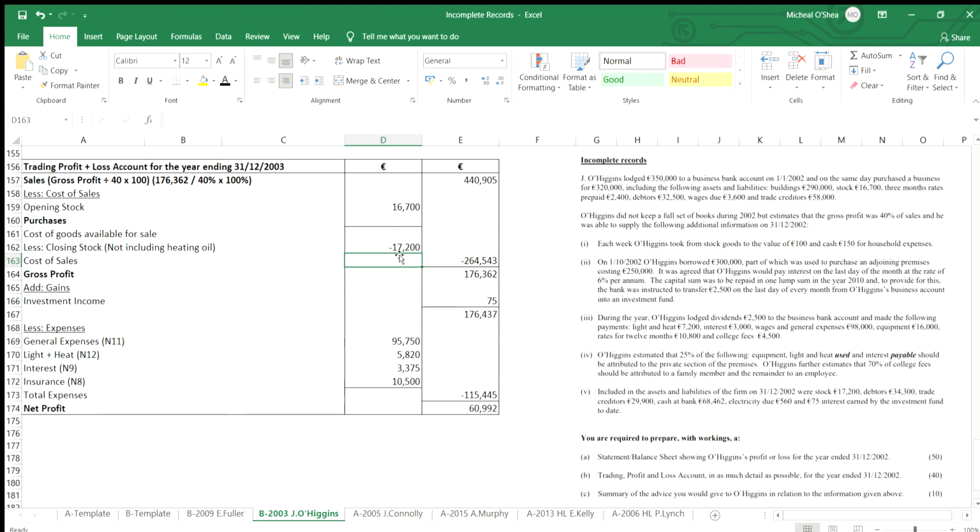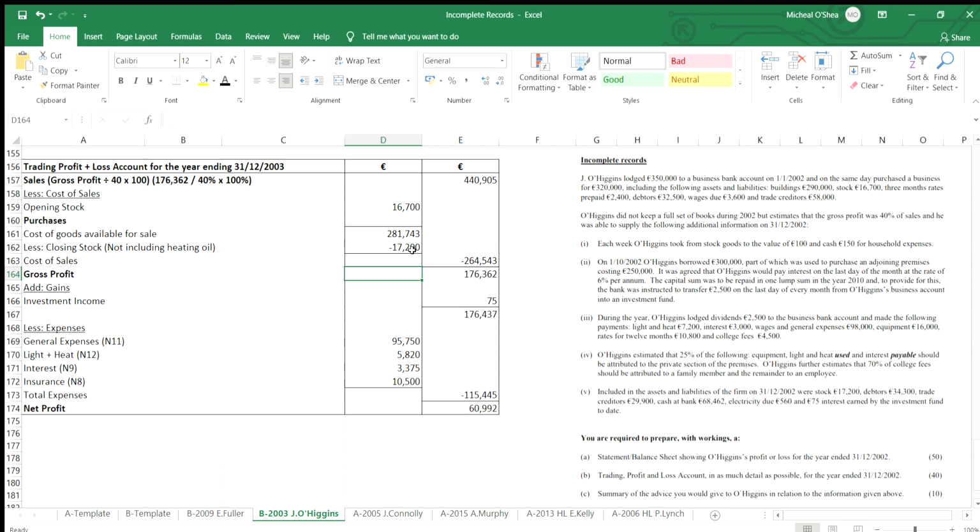So instead of looking at taking away closing stock from this, let's put these two together. And 17,200 plus 264,543 will be equal to my net cost of goods available for sale figure. And again, always double check. Does it make sense? 281,743 minus 17,200, that's equal to that. So again, that makes sense.